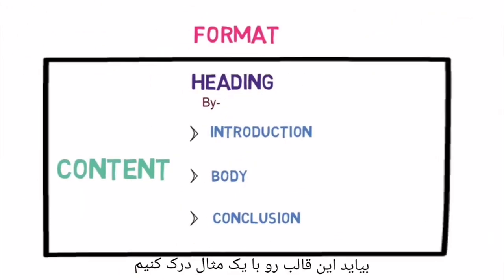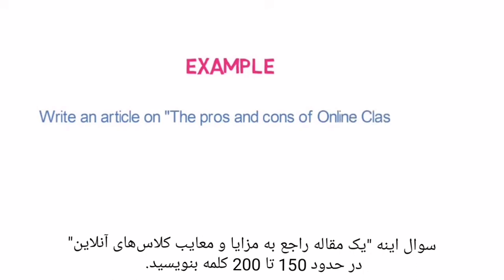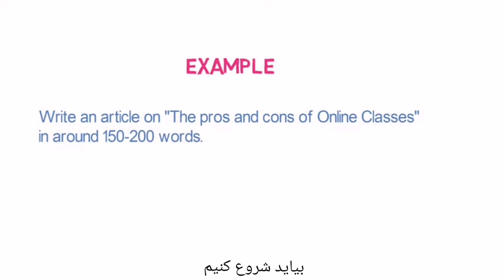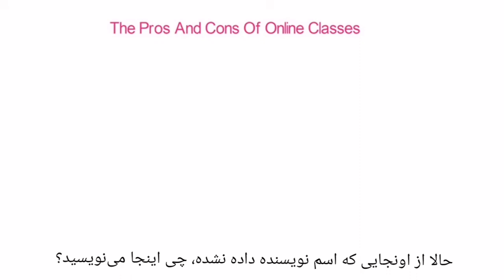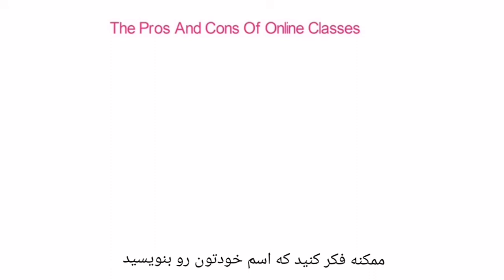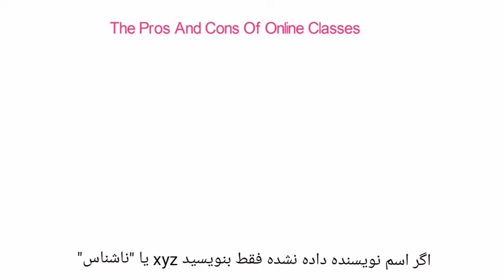Let's understand this format with an example. The question is, write an article on the pros and cons of online classes in around 150 to 200 words. Let's start writing the article. The first step is to write the title, the pros and cons of online classes. Now, let's write the author name. Now, as the name of the author is not given, what will you write here? You might be thinking to write your name, but don't do so. If the name is not given, just write XYZ or anonymous.